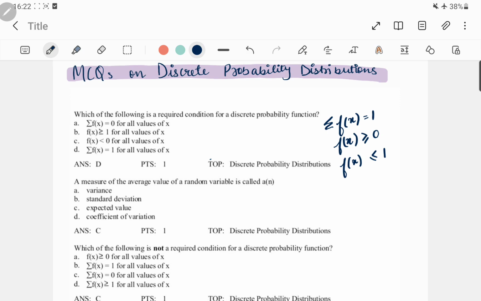So of course summation of f(x) cannot be equal to 0. This is wrong. f(x) is always greater than or equal to 1? This is wrong. It is always greater than or equal to 0. f(x) is less than 0? This is absolutely wrong. f(x), or probability, can never be negative, so it can never be less than 0. The D option is correct, that summation of f(x) is equal to 1. So our option is D.